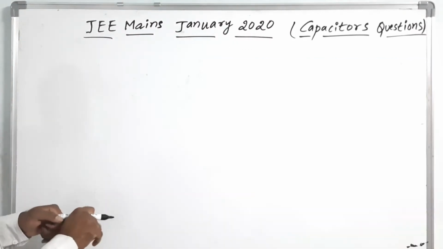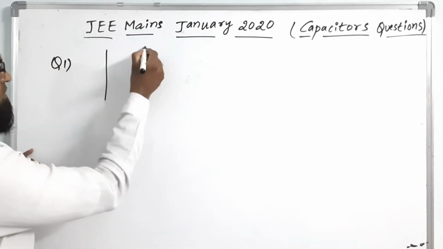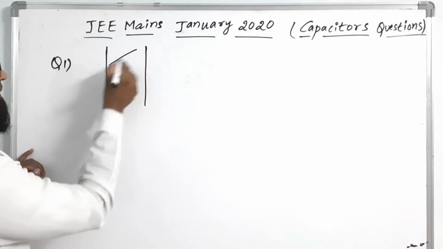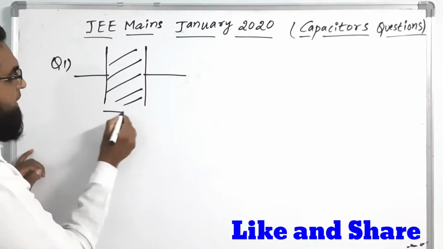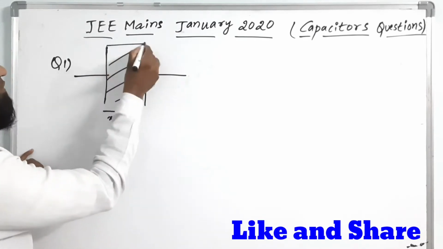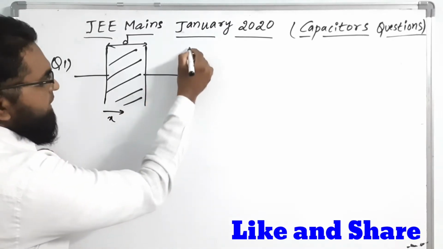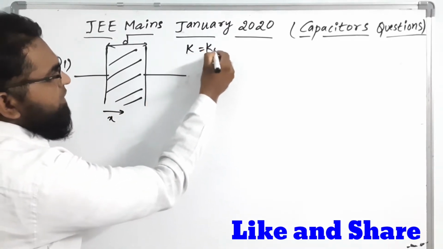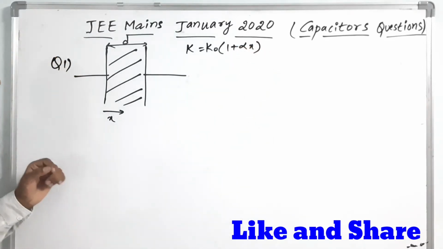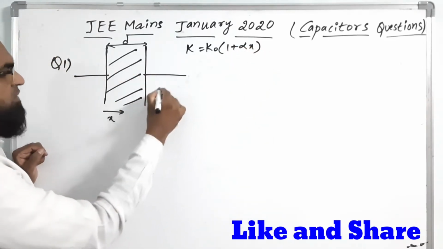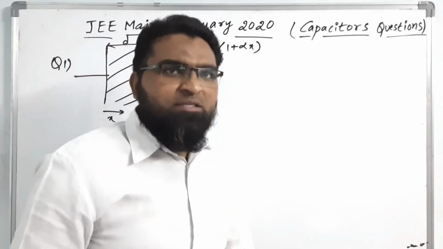Actually, a diagram is given in question number 1. This is the capacitor filled with dielectric, and this distance is given as x, and this total distance is D. Now the dielectric constant K is equal to K naught of 1 plus alpha x, and the plate area is given as A. So we have to derive the system capacitance.